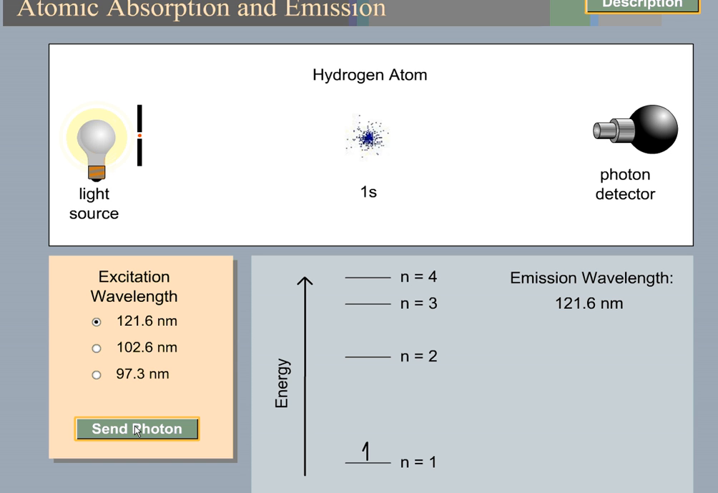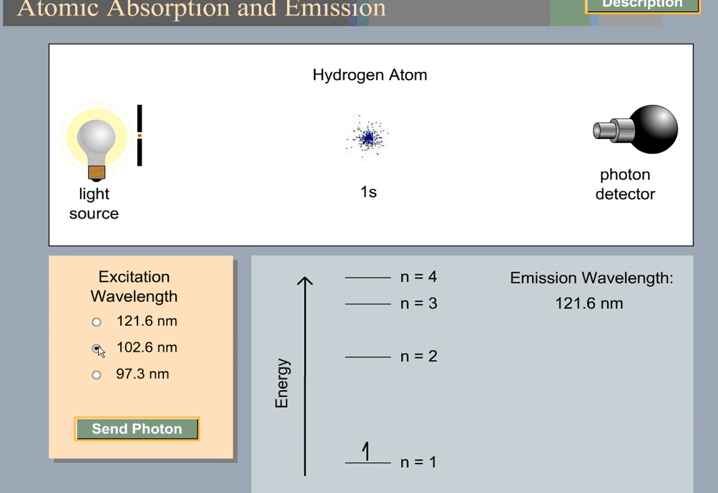We'll do that again, and this time take a look at the box on the bottom right. The little arrow in that box in the n equals 1 level represents the electron in the hydrogen atom. Watch that electron, see how it jumps up to the second level. When it falls down again, that photon is released. All right, let's go up to a shorter wavelength. This would be a higher energy.